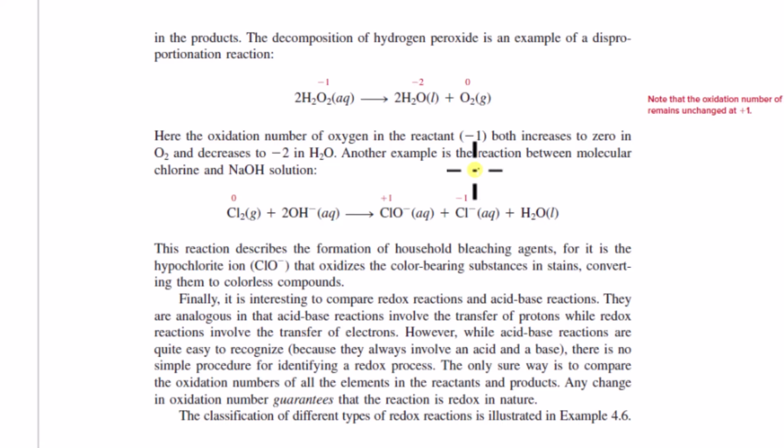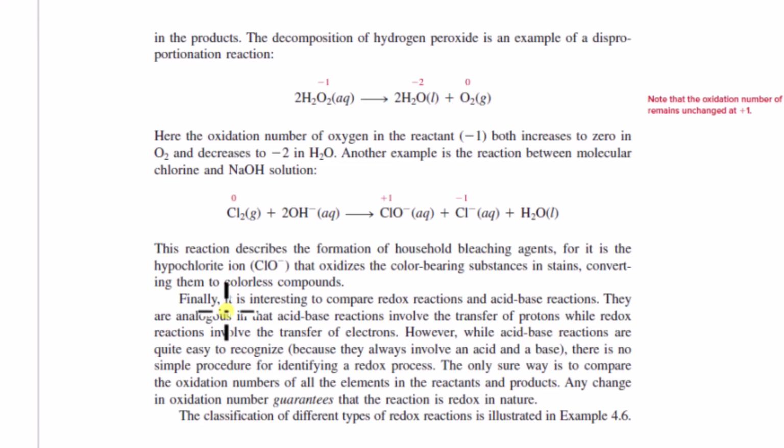Okay, another example is the reaction between molecular chlorine and sodium hydroxide. Here, if you go through and assign all of the oxidation numbers, chlorine is both oxidized and reduced. This reaction describes the formation of household bleaching agents, for it is the hypochlorite ion that oxidizes the color-bearing substances in stains, converting them to colorless compounds.